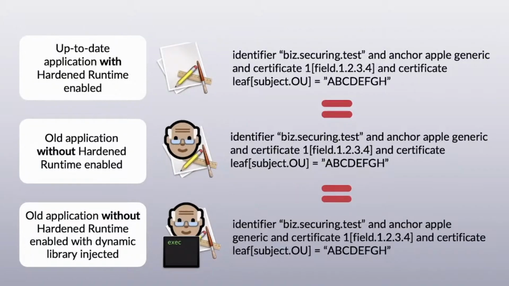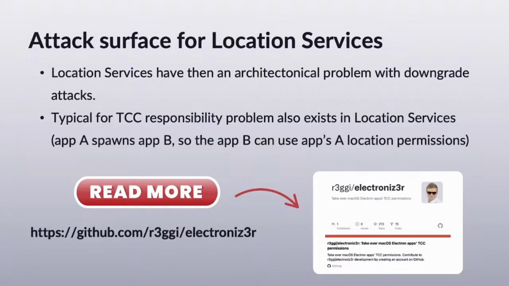And let's see how the code signing requirement looks in detail when we have different versions. Actually, it is the same. An up-to-date application with hardened runtime enabled has the same code signing requirement as the old application without hardened runtime enabled, and the same as the old application without hardened runtime enabled with our dylib injected. Because the only thing which is verified is the main executable. So all the dylibs that are injected, macOS will not care about. So location services then have an architectural problem with downgrade attacks, which we can abuse later.